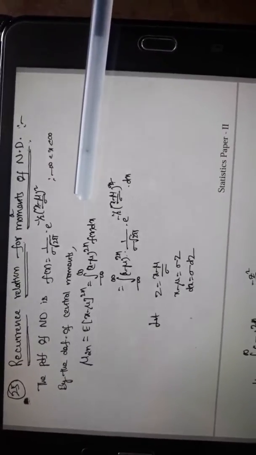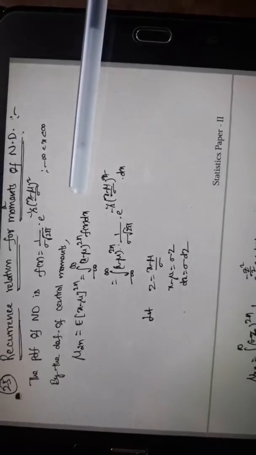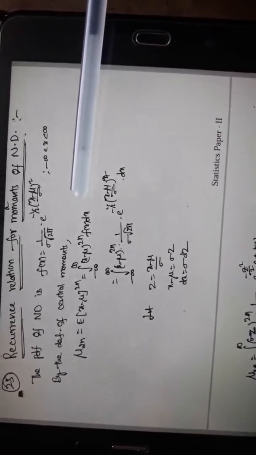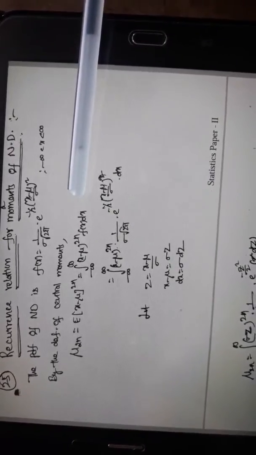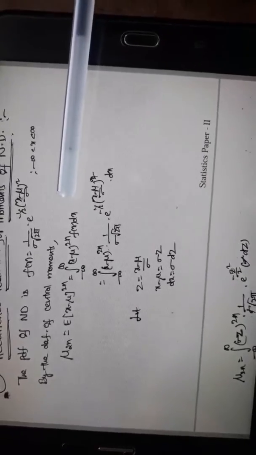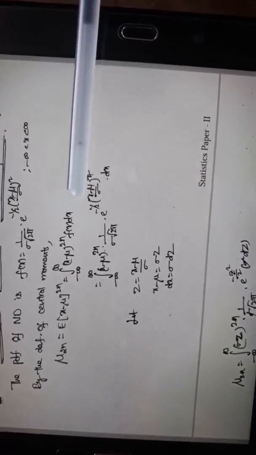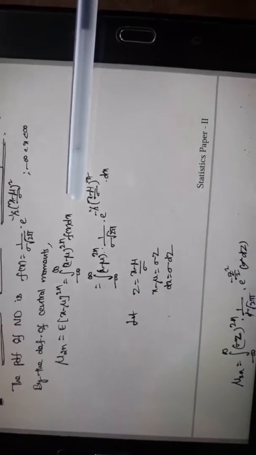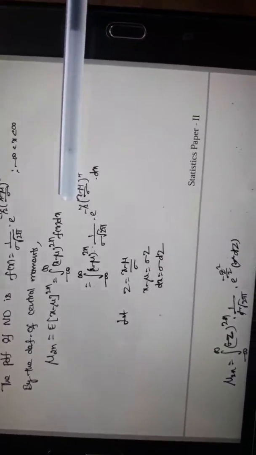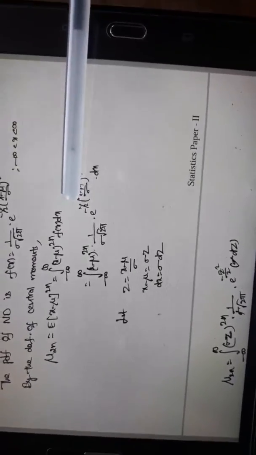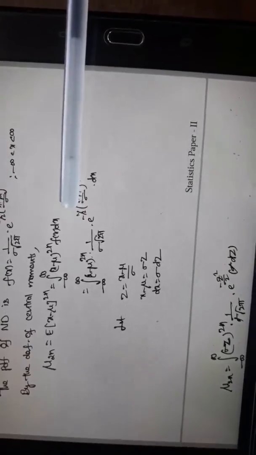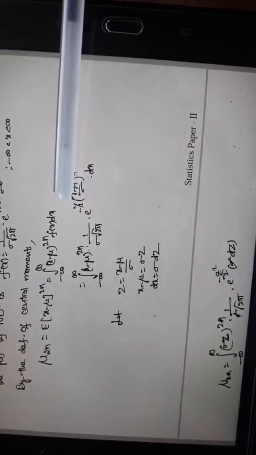In normal distribution, especially, moments means central moments. That's why it is better to do one thing here. First, find mu 2n. Then, based on that mu 2n, find the other one, like mu 2n minus 2. So find the relation between mu 2n and mu 2n minus 2. So it gives mu 2n equal to something into mu 2n minus 2. So put n equal to 1, 2, 3, 4 like that, and you will get the different moments in terms of another moment. So that's why first find mu 2n.